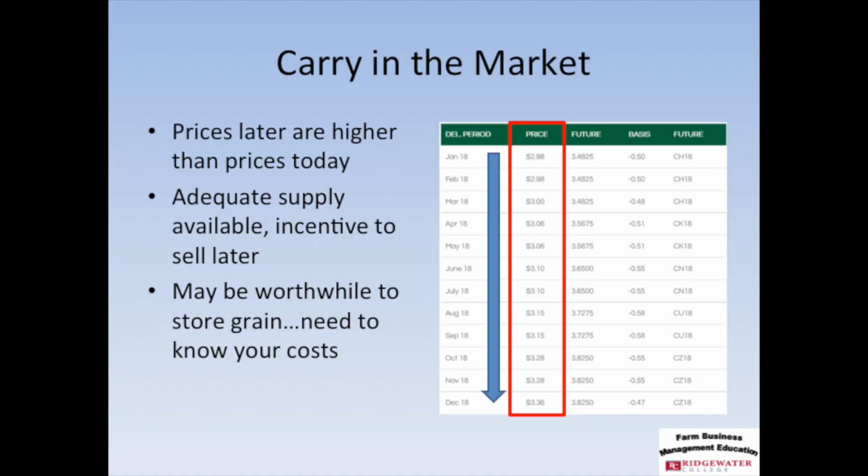Carry markets develop in the situation we're in now, where we have adequate supply to meet the immediate demand, and the market is providing you, the producer, a financial incentive to keep this stuff off the market. Okay? We're projecting somewhere around a 2.4 billion bushel corn carryout. So we need every nook and cranny to keep that stuff tucked away. So the market is providing you an incentive to say, leave it there, we'll pay you more later. That's a carry market. This is a situation where it may be worthwhile to store your grain, but you need to have a good feeling for your storage costs.